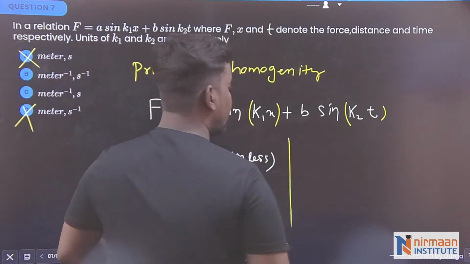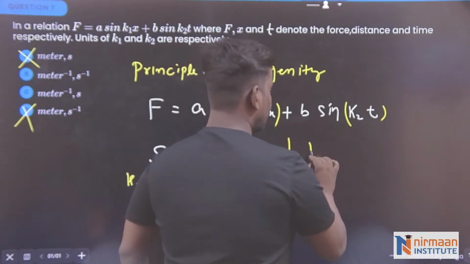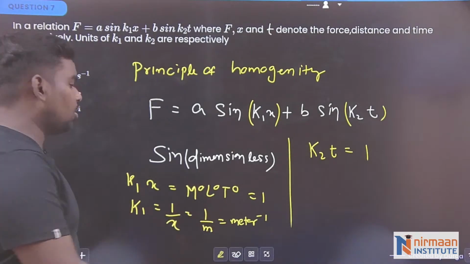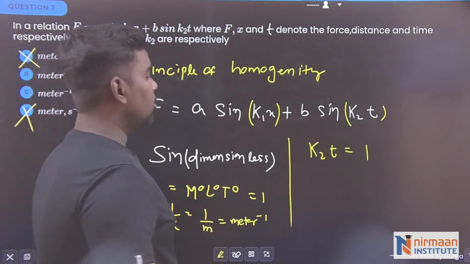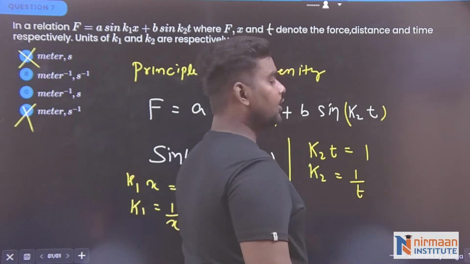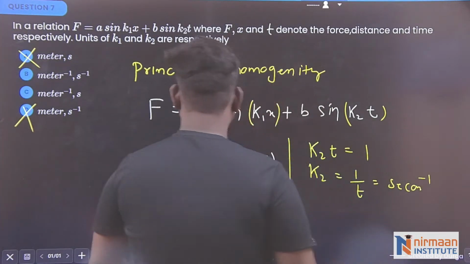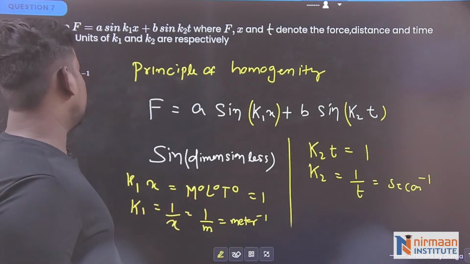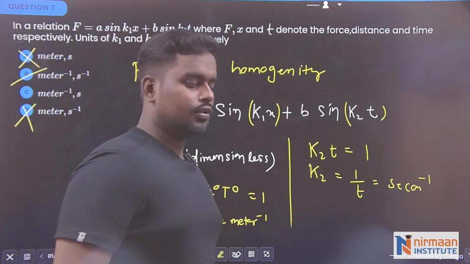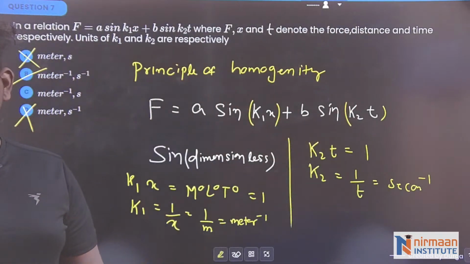Now the same argument: k2t has to be dimensionless, so its dimension must be 1, because of M0 L0 T0. So k2 is 1 by T, which means second inverse. So k1 is meter inverse and k2 is second inverse. So it's option B. I hope you got this.